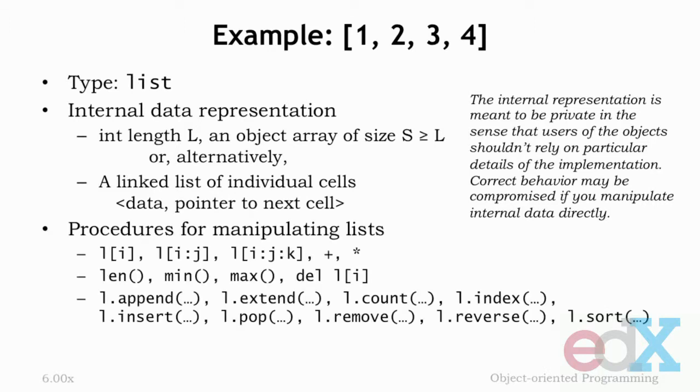Lists have a lot of procedures associated with them. There's procedures for indexing into a list or creating sublists, for concatenating or replicating the list. That's the plus and the star. We can ask many things about the list. We can find the minimum element. We can search for a particular element. We can ask for the length of the list. We can remove elements from the list, and so forth and so on. So all the behaviors that are available to the programmer are really described by this list of procedures. And the procedures know about the internal data representation, but a user of lists should restrict themselves to the functionality provided by the operators and procedures.